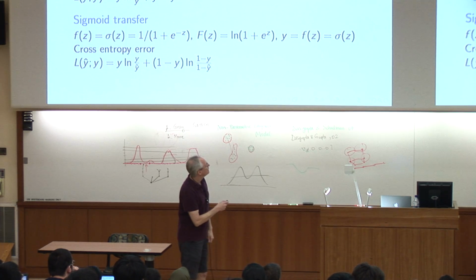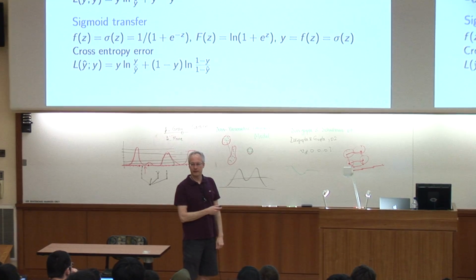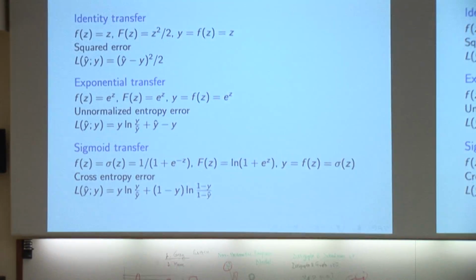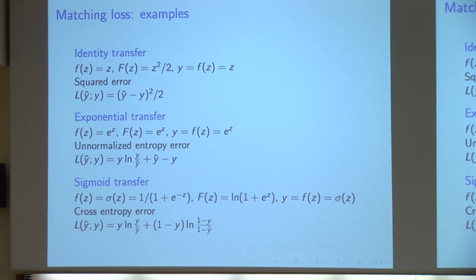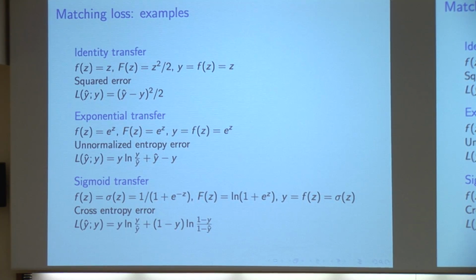Just a quick demo. If I pick an identity transfer, so we do nothing, just linear prediction, but then we go through the trouble of figuring out the potential function, it's a convex quadratic, and then we plug in all the definitions. We discover we've reinvented squared prediction error. So if you just want linear predictors with no transfers, okay, least squares. I've been dissing least squares already, but least squares is a matching loss.